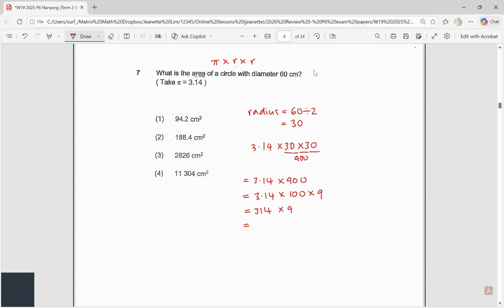314 times 9. Now, here you're going to do the working. 314 times 9: 4 times 9 is 36. 1 times 9 is 9, plus 3, 12. 3 times 9 is 27, plus 1, 28. So this is 2826. Answer option 3.